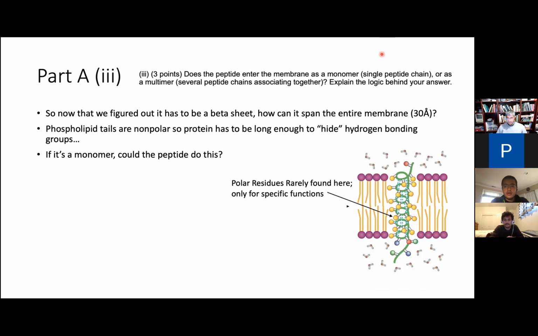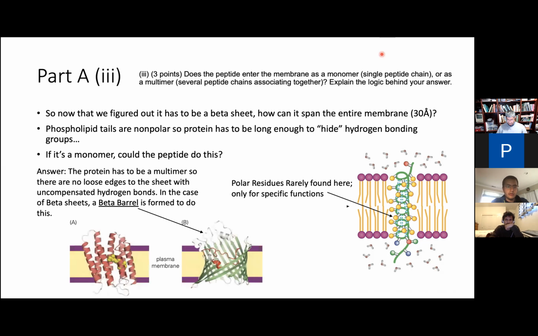For these beta sheets to actually span across the membrane, they can't just be a single monomer, because not only is that not long enough, but also if it were only a monomer, it can't hide away those hydrogen bonding groups of polar amino acids from those non-polar tails. So that's why for it to actually be stable in this non-polar environment, it has to form these beta barrels, as Matthias says in chat.